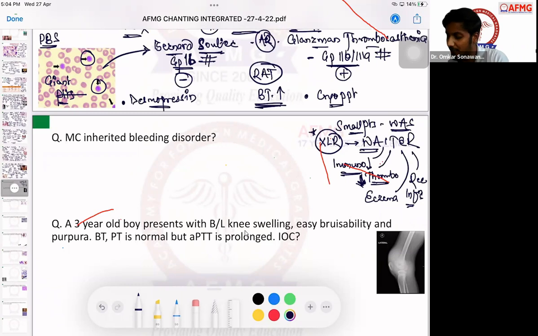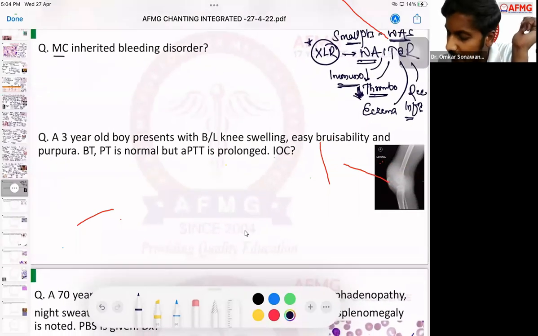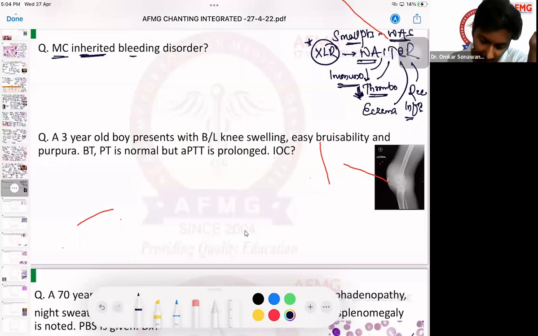What is the most common bleeding disorder? Most common inherited bleeding disorder. This is the easiest one. Don't answer it as hemophilia. Most common inherited bleeding disorder.